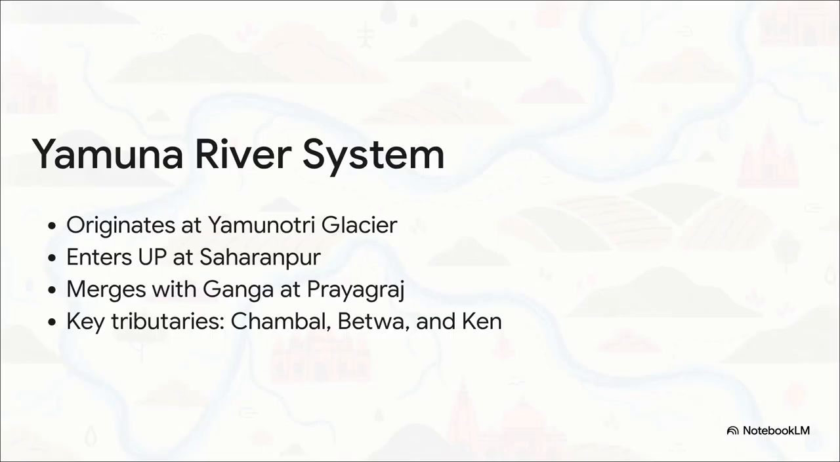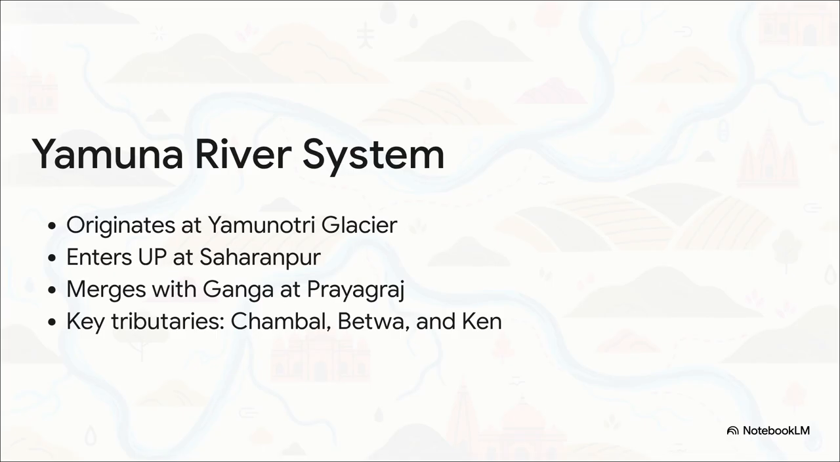All right, let's switch gears to Section 3, the Yamuna and its key tributaries. The Yamuna system is the Ganga's largest companion. It originates at the Yamunotri Glacier and enters UP at Saharanpur. Quick tip, don't confuse that with the Ganga entering at Bijnor. The Yamuna eventually merges with the Ganga at the famous confluence in Prayagraj.